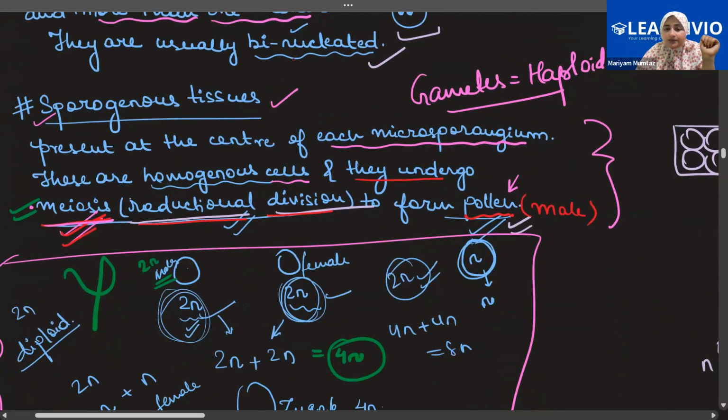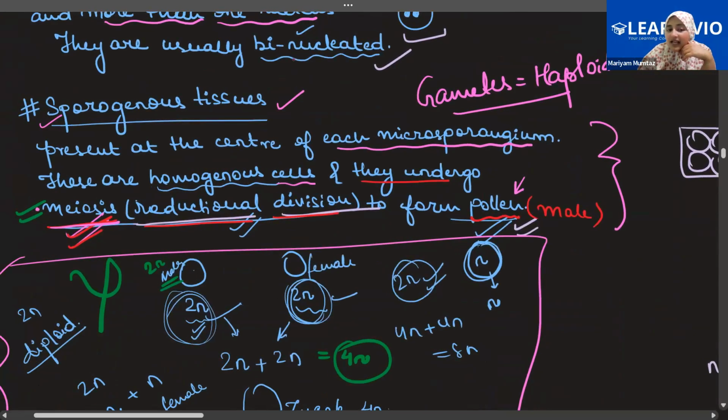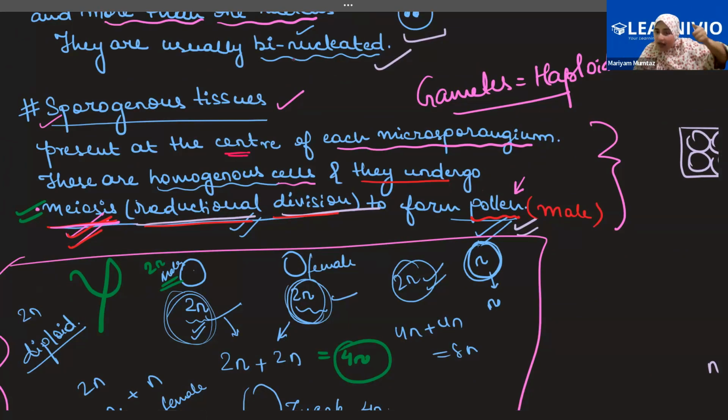Now furthermore, present at the center of each microsporangium. Imagine, we started from the anther. Inside the anther, we had microsporangia. Now, inside the microsporangia, there are homogeneous cells. Homogeneous means the same kind of cells, called the sporogenous tissue. And these tissues undergo the process of meiosis, which is reductional division, and they give rise to the pollen grains. This is how the pollen grains are made.